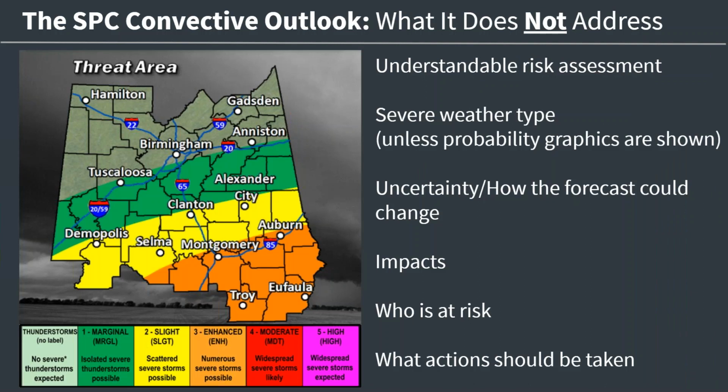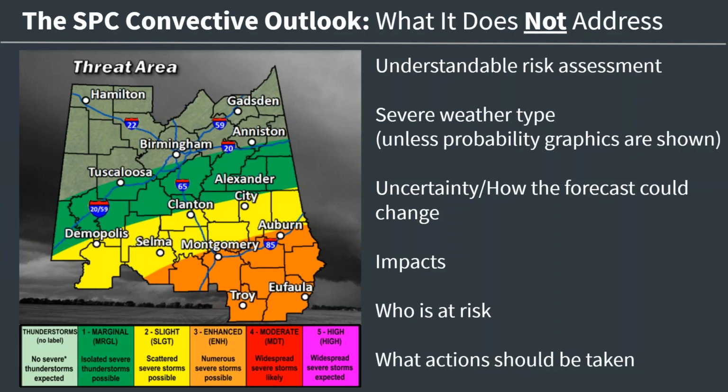So things that we're not addressing when we're talking about a convective outlook: understandable risk assessment for most people. The wording can be confusing to the general public. To a lot of people, the word moderate sounds like moderate, which means get better. That doesn't sound like a high risk to them. Enhanced, on the other hand, sounds worse to a lot of people. And there's a lot of great social science talks out there showing how people not only are confused by the words that we use, but the colors don't always make sense to them either.